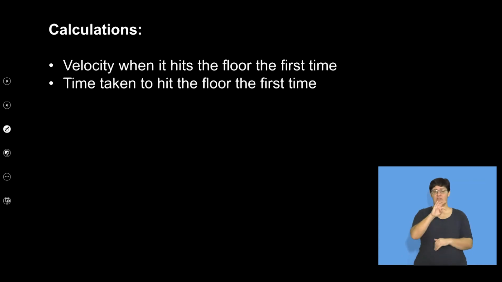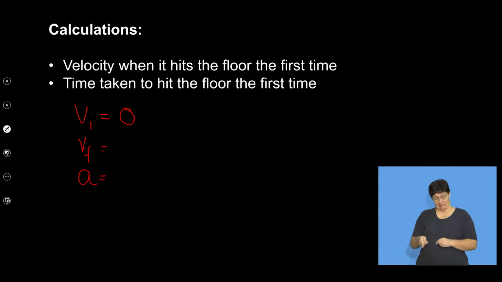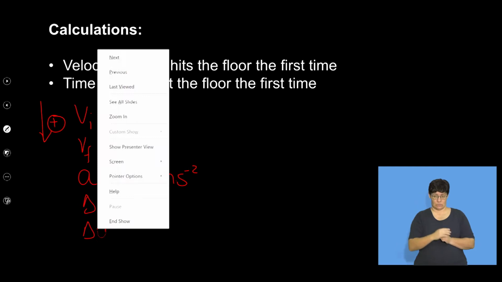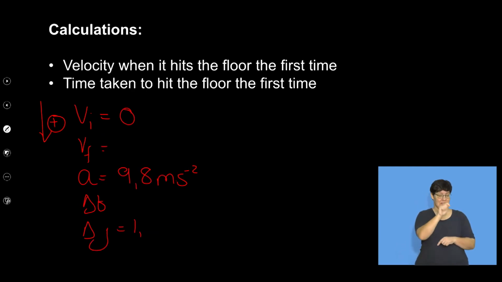So I want to draw some graphs. So I know my initial velocity was 0. I want to know what its final velocity is. I'm going to take down as positive because it was dropped, which means my acceleration now is 9.8 meters per second squared. I don't know delta t, but I do know delta y, because we said it was 1.55 meters. Okay? I want the velocity when it hits the ground for the first time.